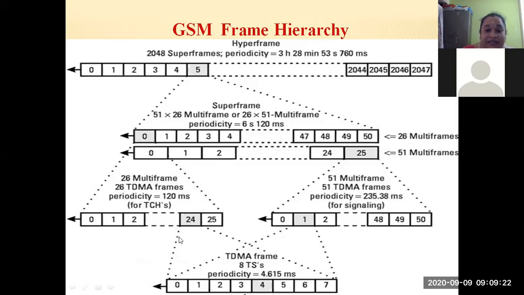If these TDMA frames are collected in 26 number, then they are called 26 multiframes. Or if they are collected in 51 number, they will be called 51 multiframes. If these multiframes are arranged in 26 or 51 number, then they will form a super frame. If these super frames are collected in a number of 2048, they will be called a hyperframe.